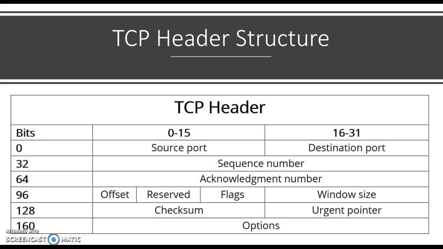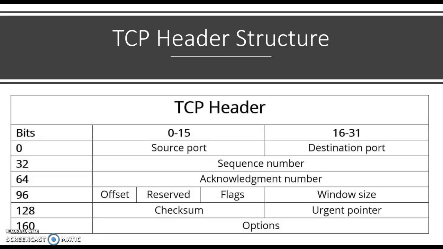The next row has 4 different components, which consist of offset, reserved, flags, and window size. The offset specifies the length of the TCP header in 32-bit words in order to highlight the starting point of the payload data. And this starting point varies from segment to segment because of the variable options field. Next is the reserved component, which is reserved for the future according to RFC 793, and it's not yet in use. This field always has to be set to 0.